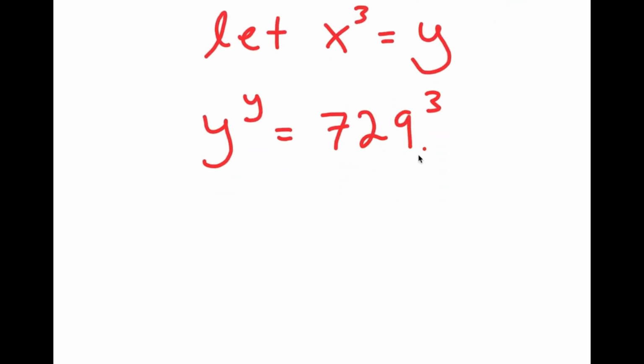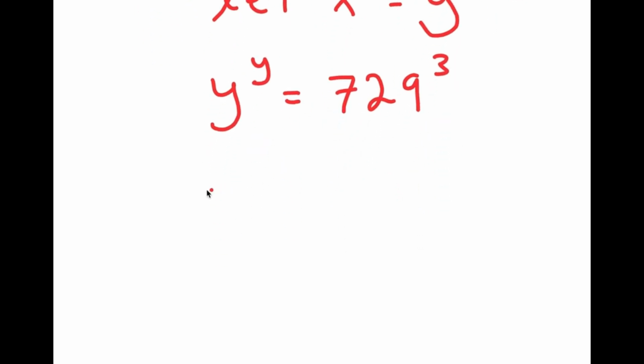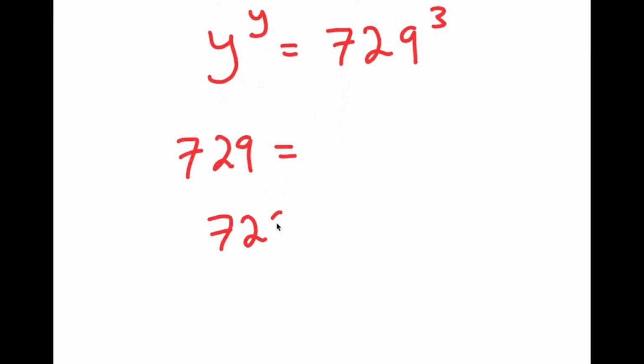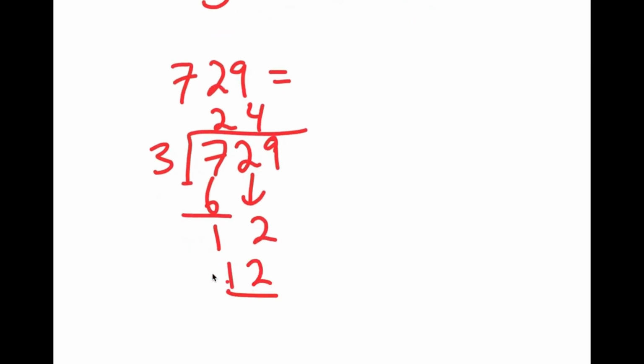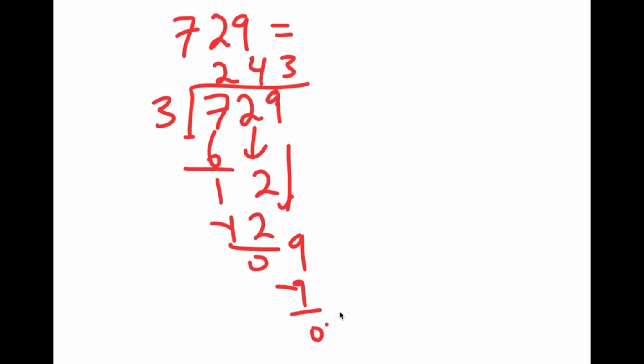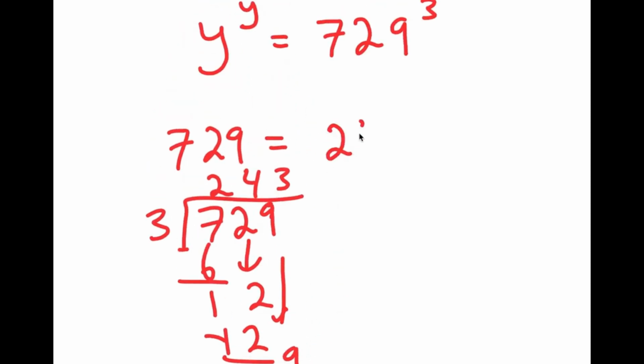Now, I can simplify 729 to the power of 3. So 729, let's find some factors of this. Let's try to divide this by 3. 729 divided by 3, we have 7 over here, 3 times 2 is 6. We subtract 7 with 6, we get 1. We bring that to 2. 3 times 4 is 12. And now we bring that to 9. 3 times 3 is 9. So I get 729 is equal to 243 times 3.